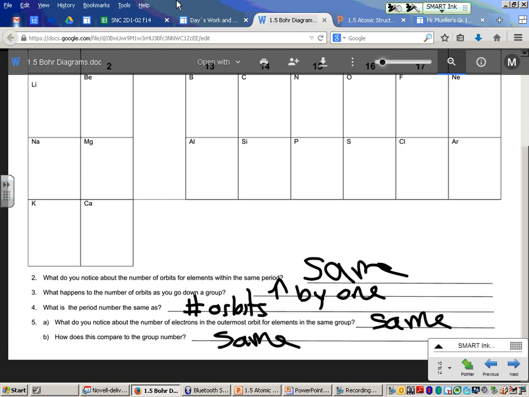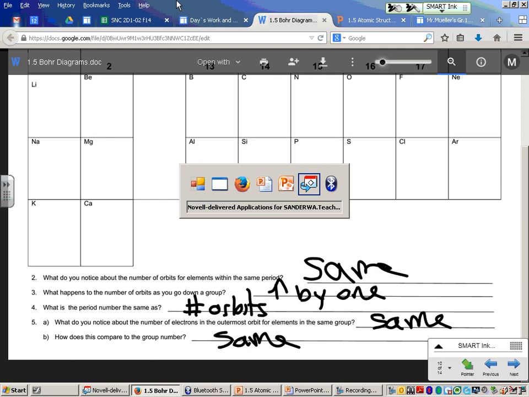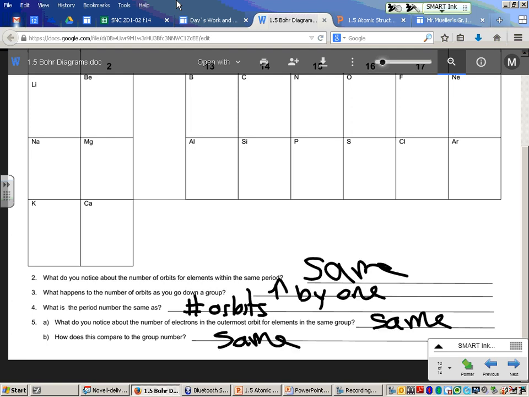Group 3 has 3 electrons. Notice I said group 3, even though it's 13. I ignore the transition metals because we don't deal with that here. Okay? All right. Now I'm going to quickly talk to you about what a Lewis diagram is.